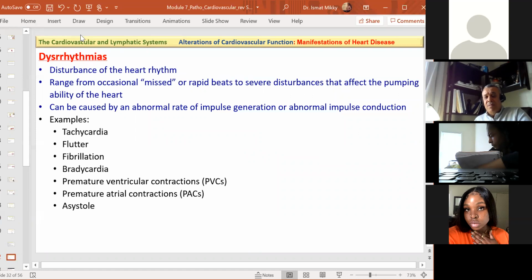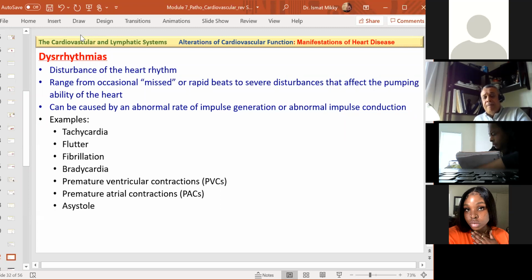Dysrhythmias. What is the best term to use, dysrhythmia or arrhythmia? I've seen professionals saying arrhythmia. Dysrhythmia, right? Dysrhythmia means abnormal rhythm, but arrhythmia means there is no rhythm, the absence of the rhythm. So abnormal rhythm means dysrhythmia. So there is a disturbance of the heart rhythm.